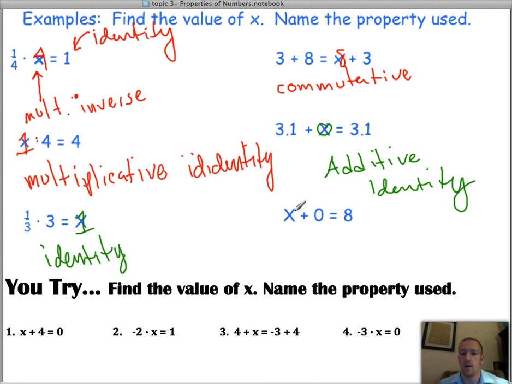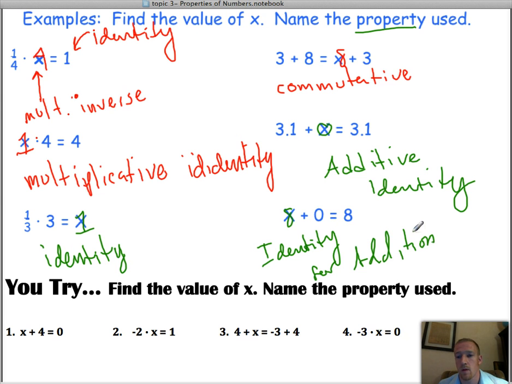Here, you know this has to be an 8. So what property is used? The property is additive identity, or identity for addition. So you just have a few quick problems, which based on this lesson, you should be able to do very easily. And I'll see you tomorrow.